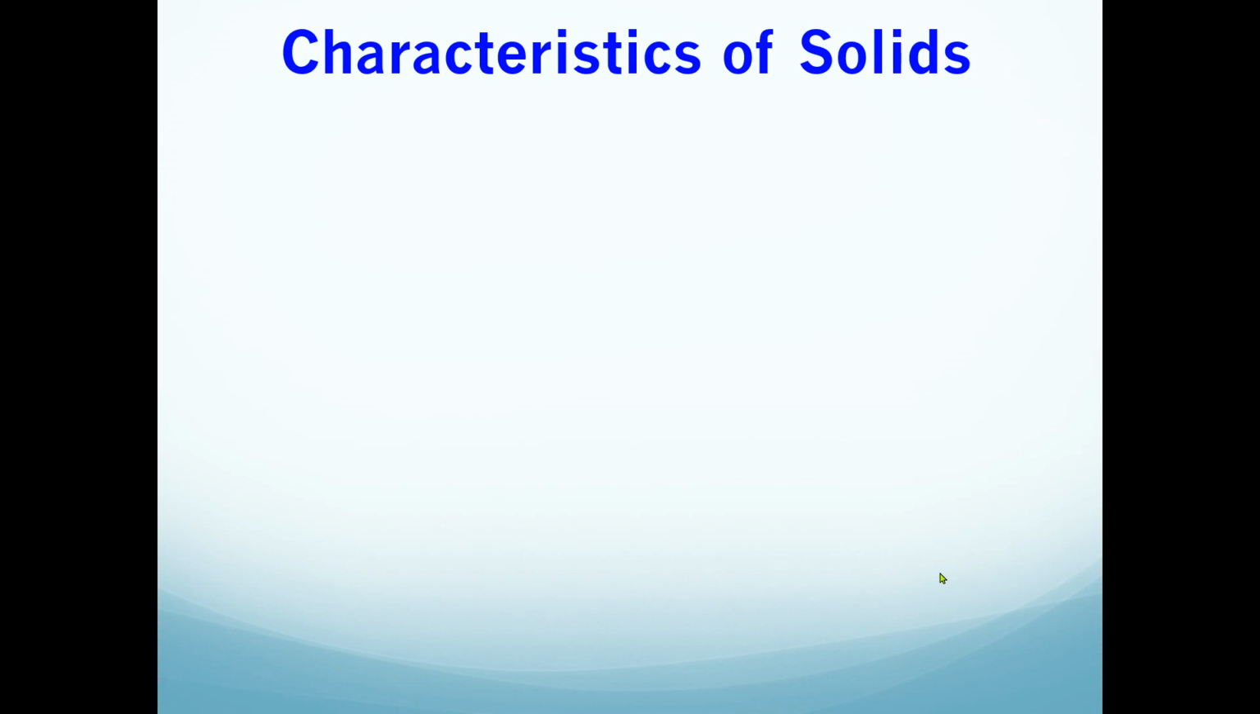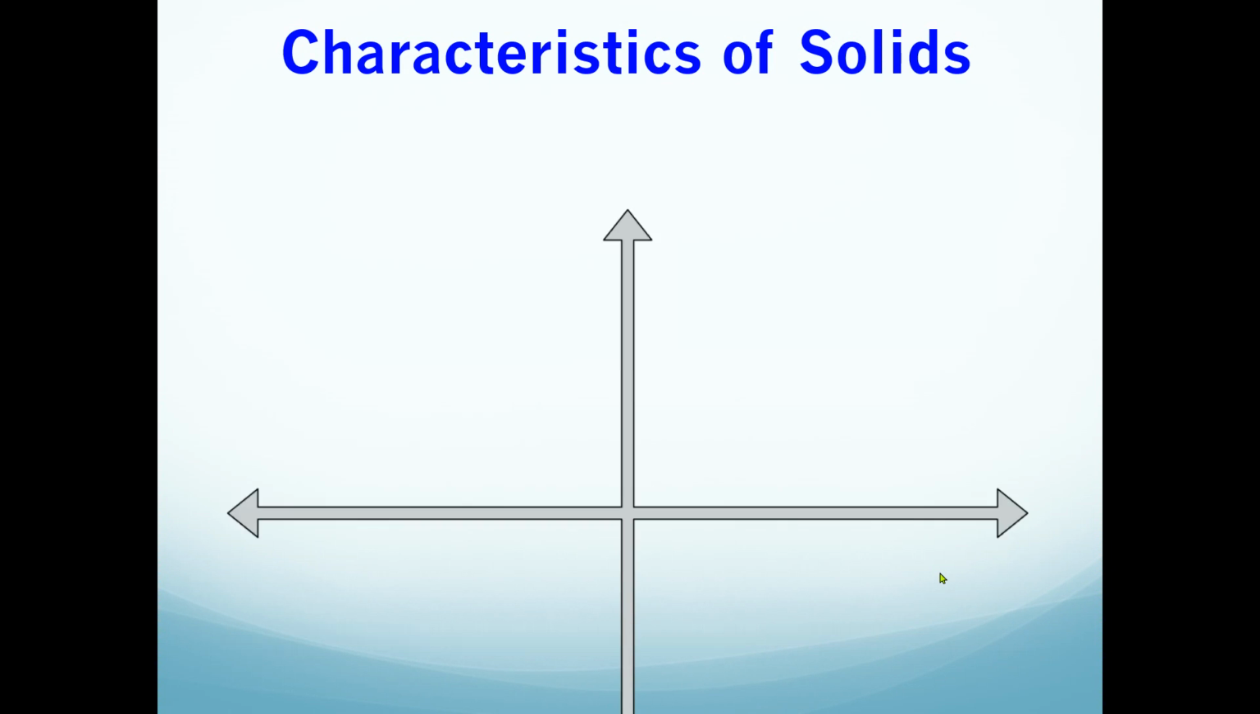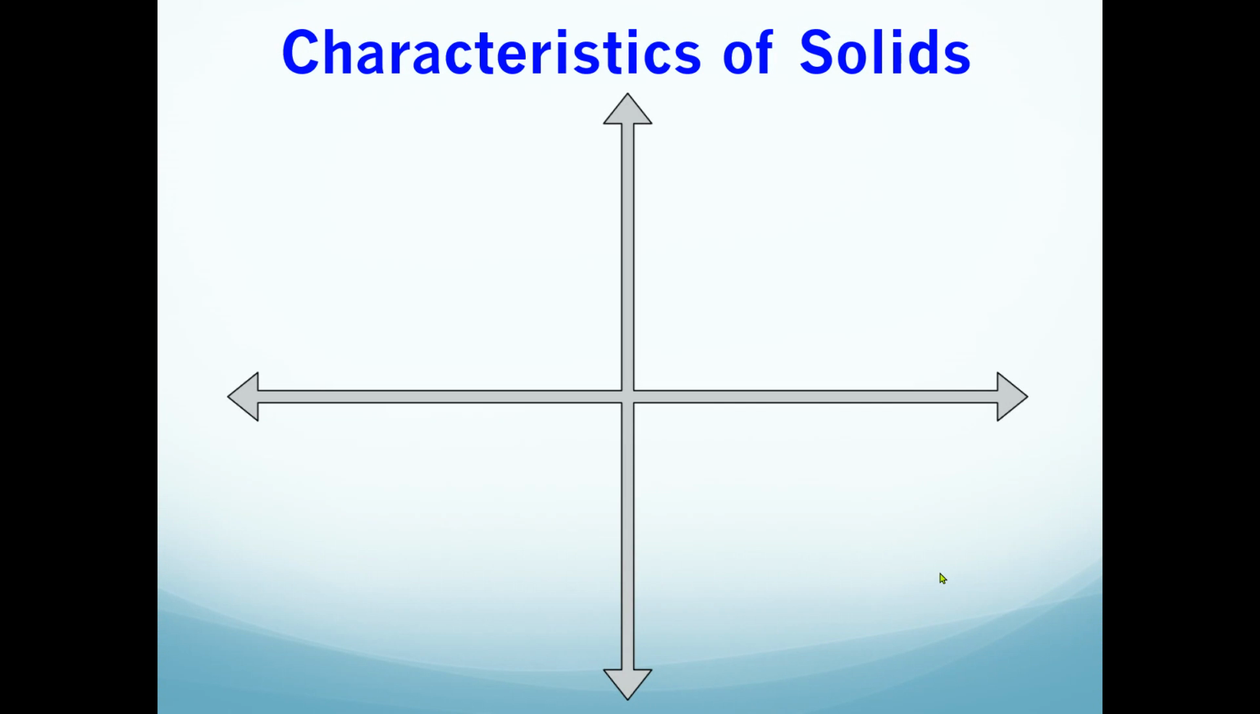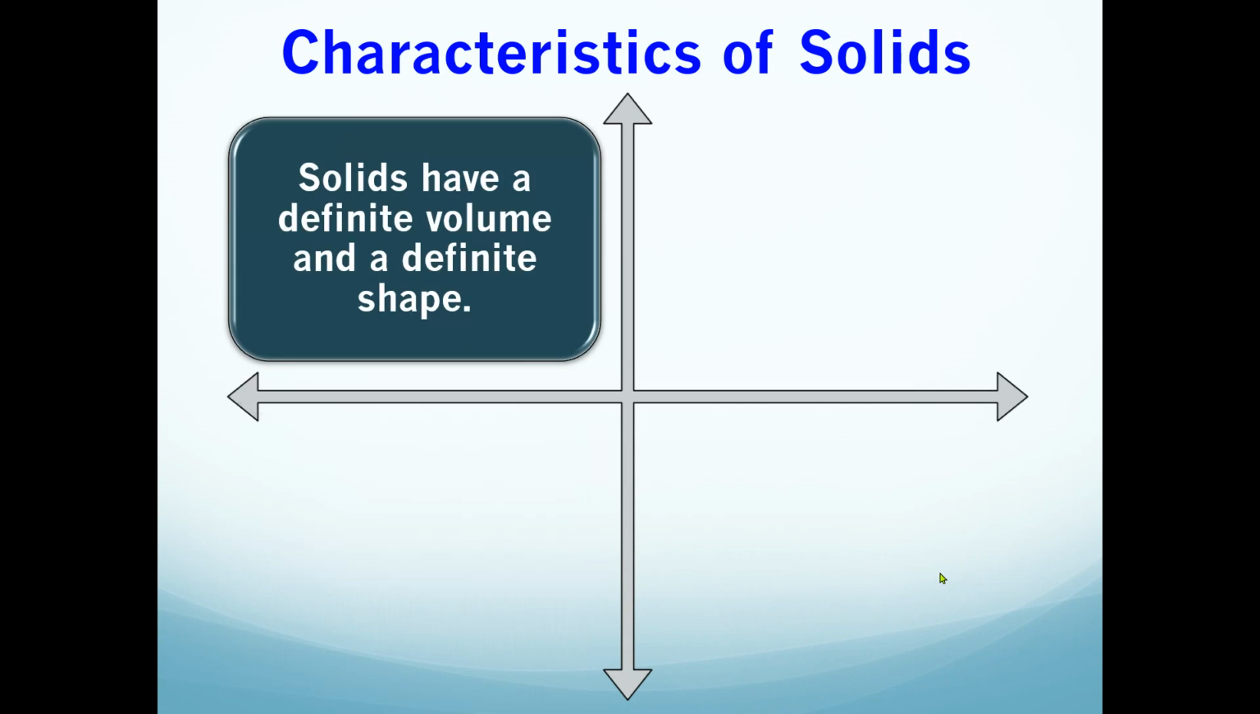So let's talk about the characteristics of a solid. There are four main characteristics of a solid. Solids have a definite volume and a definite shape. Remember, the molecules are all cram-packed together, and it's going to keep the shape that it's in, okay? Its volume is its volume. It's not going to change.